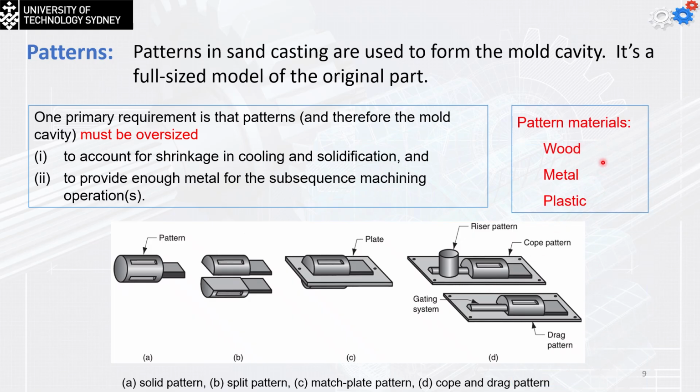The pattern materials can be wood, metal, or plastic. Wood is fine if I use it one time, and because the sand itself is going to be wet, we usually use varnish on top of it to protect it from the humidity. Otherwise, we can make a metal one, which is heavier, of course, and lasts longer. But the problem is that the cost is higher. We can have the plastic one, which has properties in between the wood and the metal.